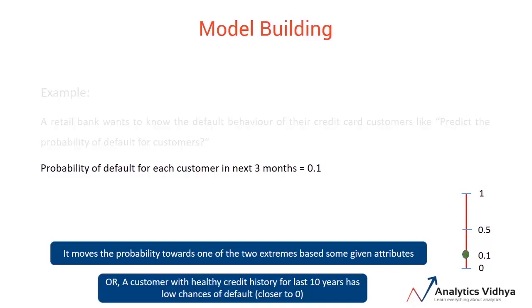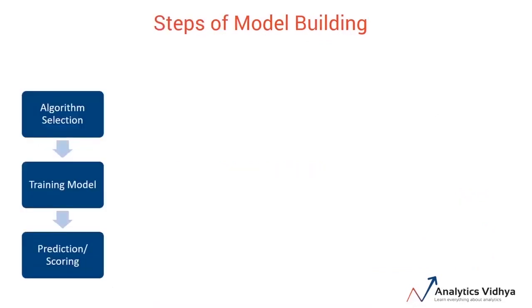Before that, let us have a look at the steps of model building. Model building comprises mainly 3 steps. First is the algorithm selection. Second is training the model using the selected algorithm. And lastly, making the predictions using the trained model. Another step comes in addition to the last one, which is scoring the model, where we check the quality of the model built. Let us now talk about each of these steps in detail.